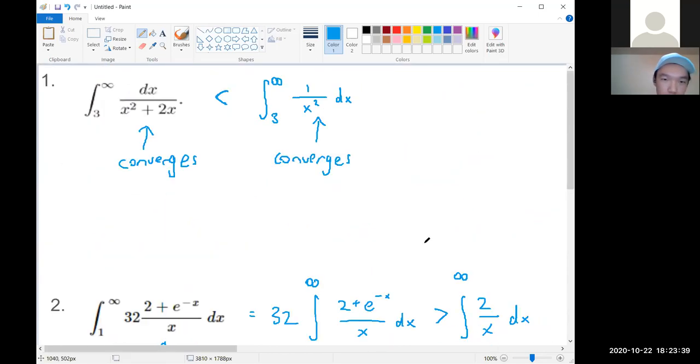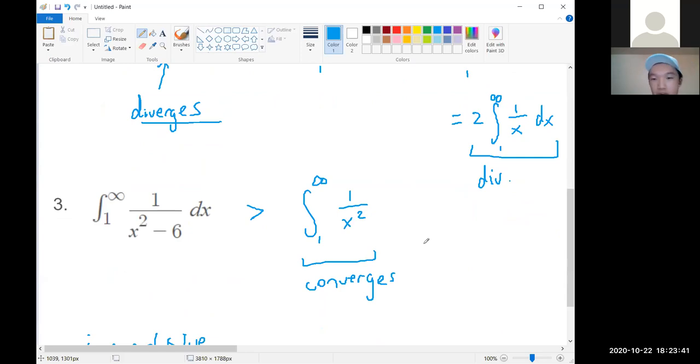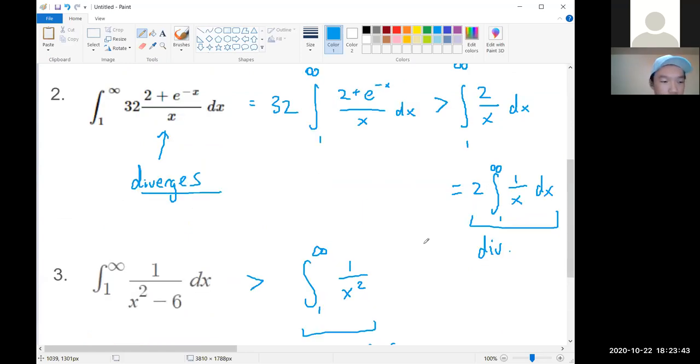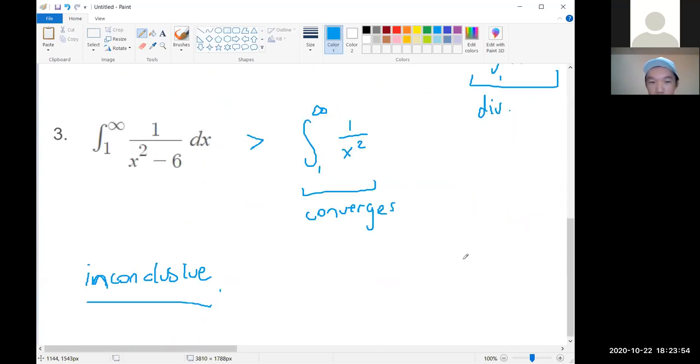But I guess this is pretty much how it goes. So this is the comparison test. Make sure you know how to use it, and make sure you know when it's inconclusive and all that stuff. Other than that, you should be fine. So guess what? This is all we have planned for today. So we're done with 6.6.